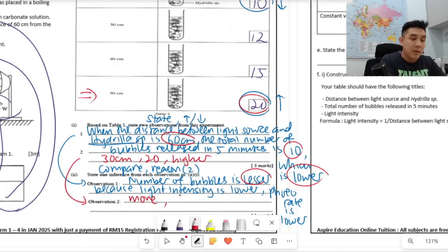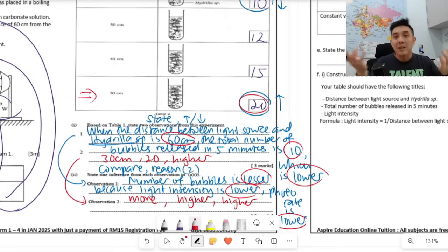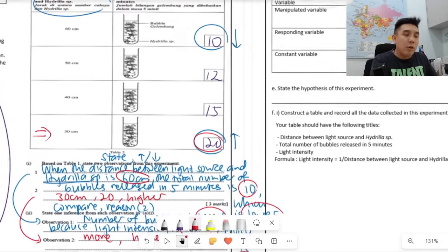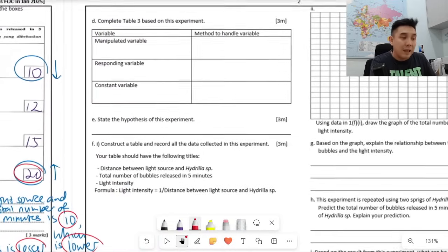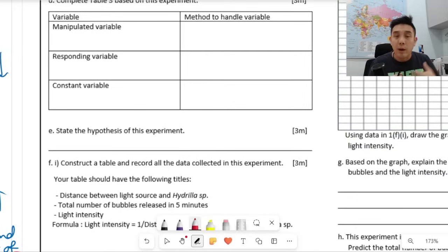Why? Because light intensity is higher, leading to higher rate of photosynthesis. Guys, higher light intensity, more photosynthesis, therefore more air bubbles are released. Alright, and coming to variables, I told you back then KBSM was like this. During my time we are required to do both, but now they put this under unguided. Okay, this is under guided.